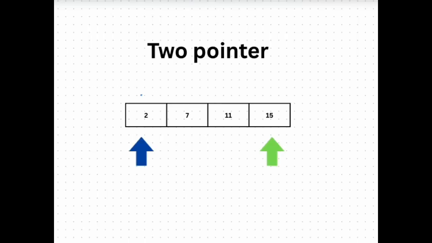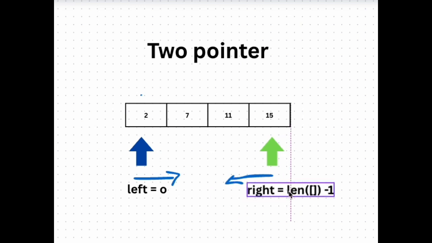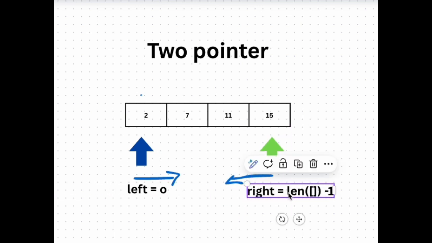The 2-pointer pattern involves iterating through our array using 2 pointers. The whole idea is that you have 2 pointers, one at the very beginning of your array and one at the very end, and they move towards each other. The one on the left, we'll call our left pointer, is going to be at index 0. And the pointer on the right, our right pointer, is going to be at the very last index. So in this case, it's 0, 1, 2, 3, at index 3.